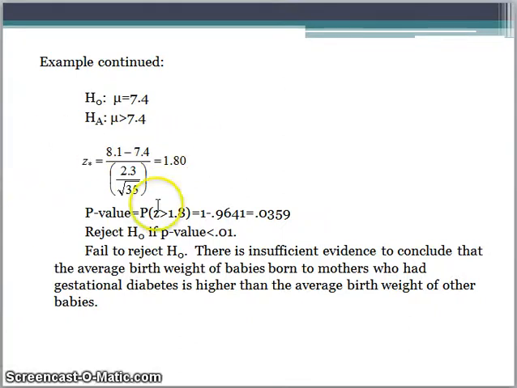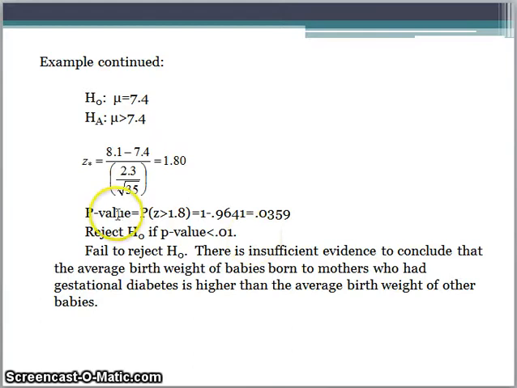If we plug in the values to the z-test statistic, we have a sample mean of 8.1 compared to the hypothesized population mean of 7.4, over sigma over the square root of n. We said sigma was 2.3, n was 35. If we do that calculation, we get 1.80. The alternative hypothesis here is greater than.